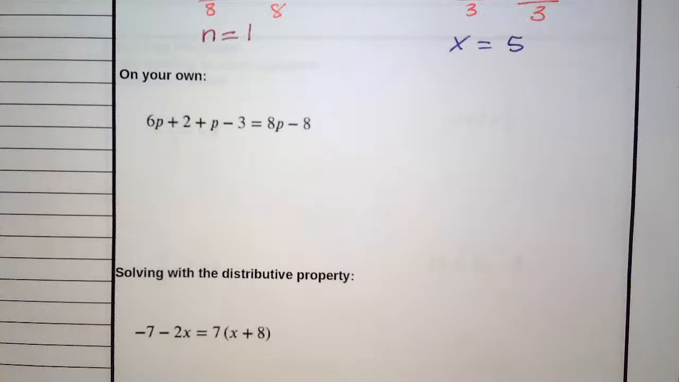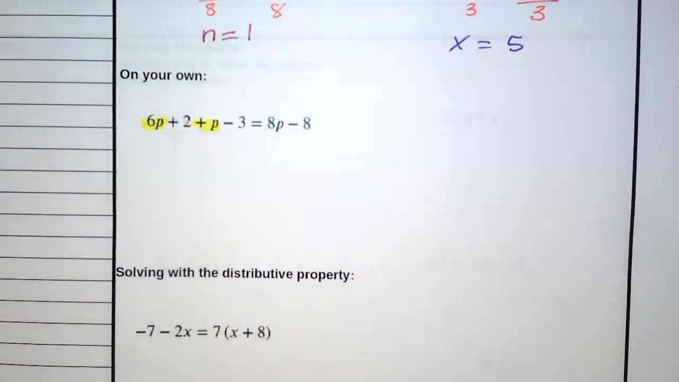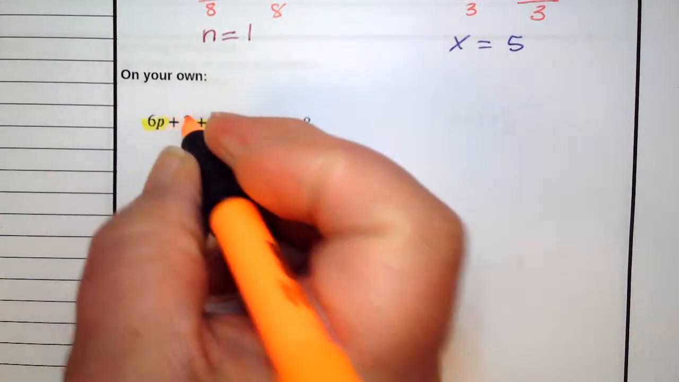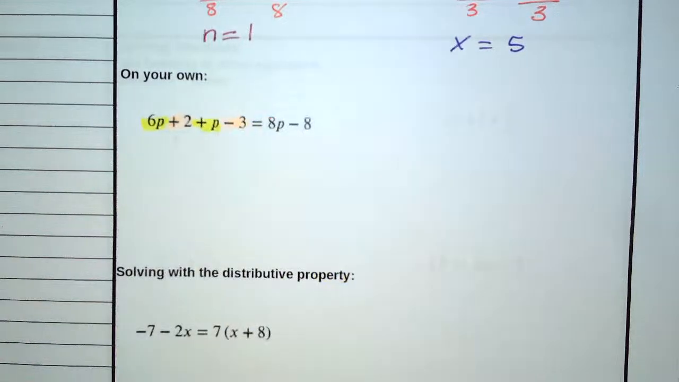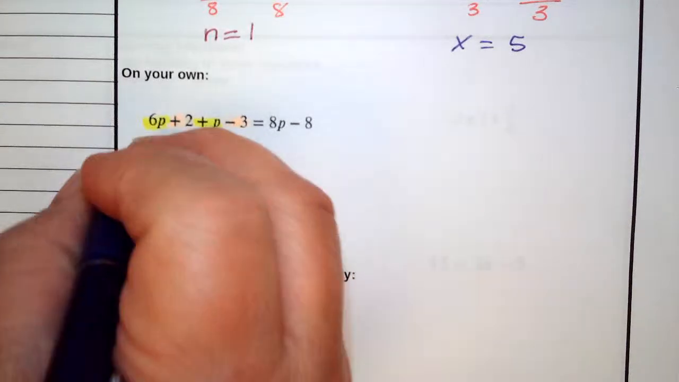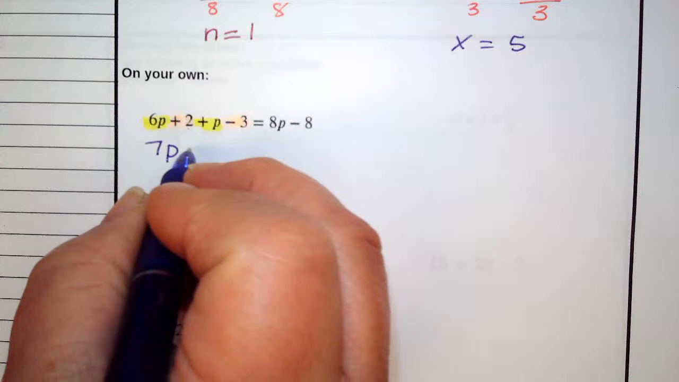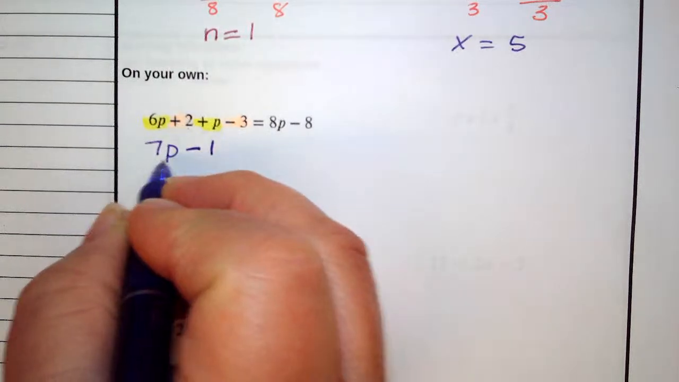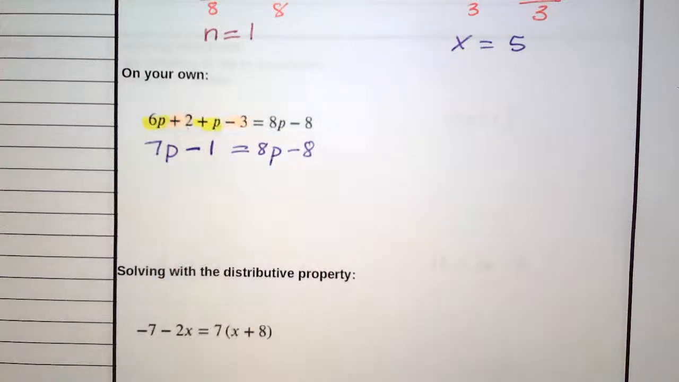Well, I do hope you tried. I've got 6p plus 1p. And then I've got positive 2 minus 3. So as we do this, 6p plus 1p is 7p. 2 minus 3 is negative 1. So 7p minus 1 is equal to 8p minus 8.